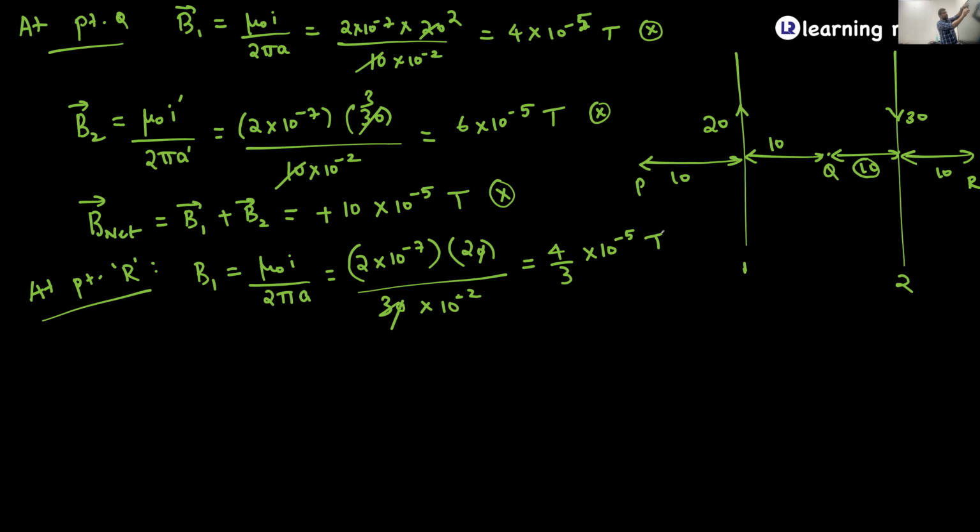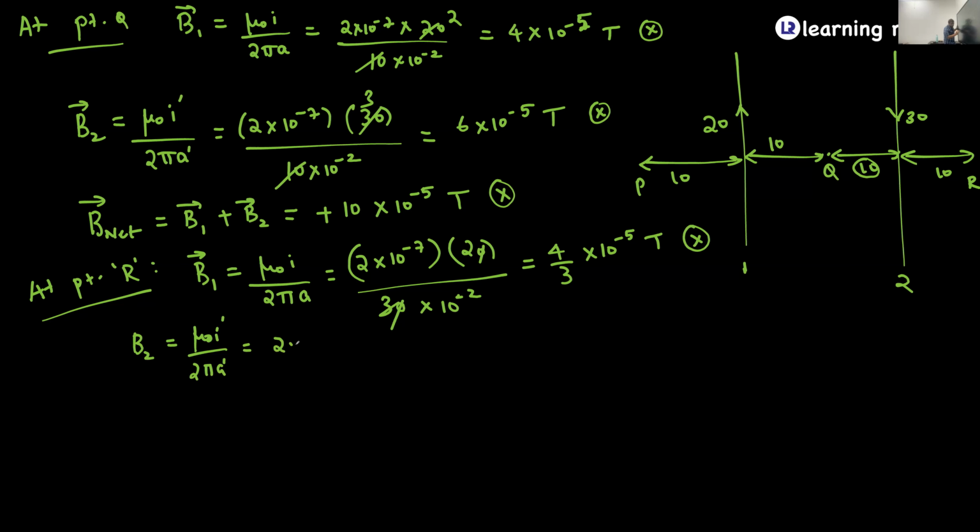So due to this conductor, the field is going to be into the plane, on the complete right side. Here you will put a vector symbol. Then what about B2? B2 will be mu naught I dash divided by 2 pi A dash.